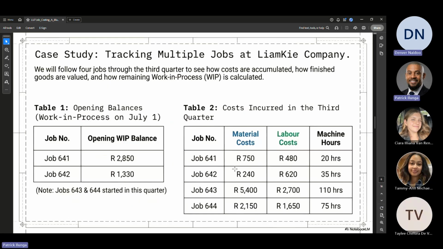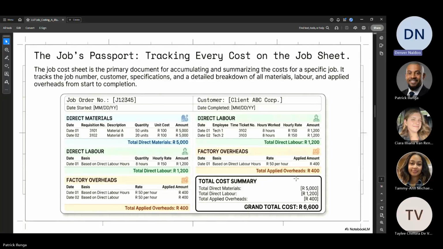All right. Sorry, so sorry, Patrick. Yes, can you go back to that? Just a quick question there. The direct material, you've got date one and date two, 5,000 Rand each. But why is the total 5,000? Shouldn't it be 10,000? No, so this is an example. Oh, okay. It's just for example purposes, right?